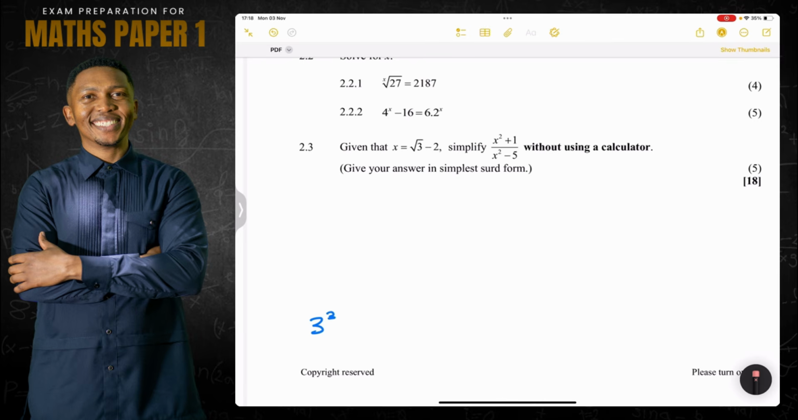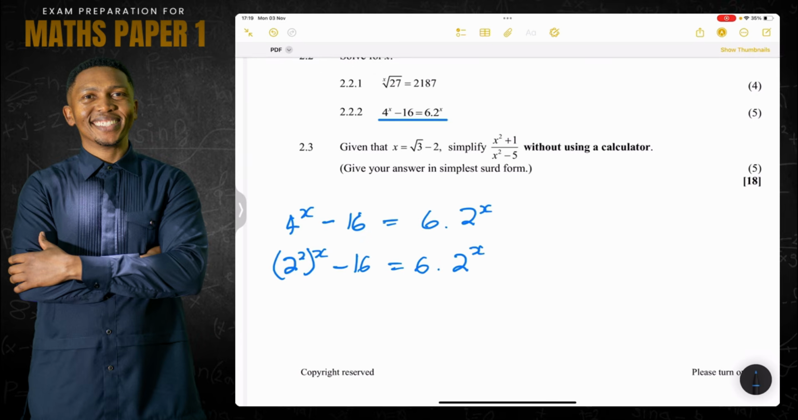So they say to us, we've got 2.2.2, which is this portion here. That's 4 raised to the exponent of x minus 16, which is equal to 6 multiplied by 2 exponent of x. To simplify this, let's change our powers into prime bases. That will be 2 squared raised to the exponent of x minus 16. This will be 6 multiplied by 2 raised to the exponent of x.